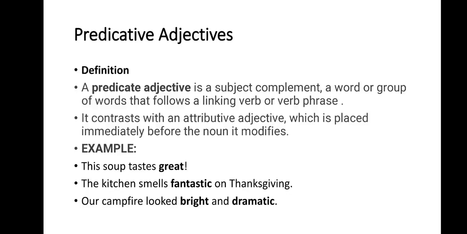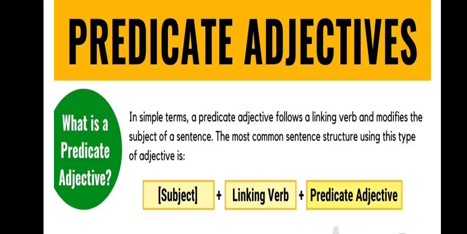The last example, our campfire looked bright and dramatic. You all know what a campfire is. Okay, people sit around a pile of wood where they light it, they burn it, and they enjoy. So our campfire looked bright and dramatic. The subject is campfire and the subject complement is bright and dramatic. How did the campfire look? It looked bright and dramatic. Hope you all understood this, children. So let's go to the next slide.